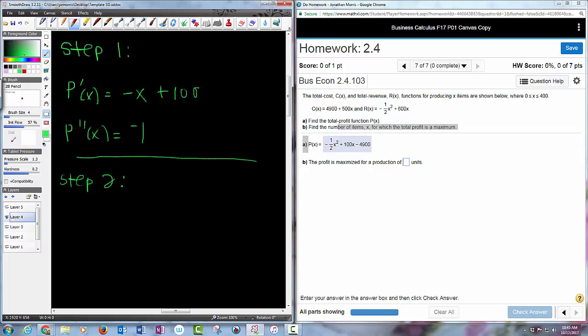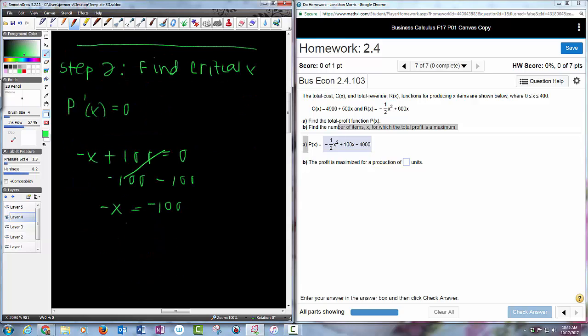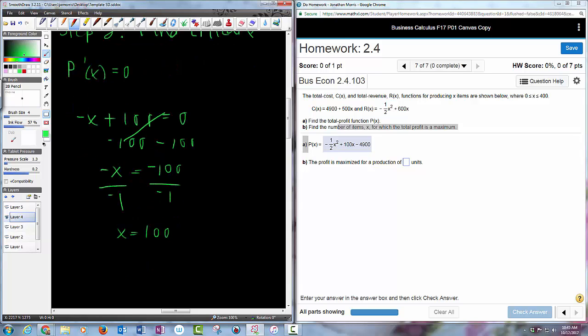You find the critical x by setting the first derivative equal to 0. So that first derivative was negative x plus 100, and we set it equal to 0. I subtract 100 from both sides to get that negative x equals negative 100. And then we divide by negative 1 to get x equals positive 100. This is my critical x value. If you look, I'm following theorem number 8 exactly.